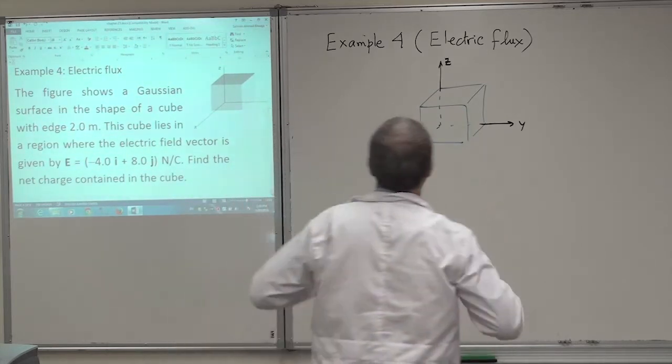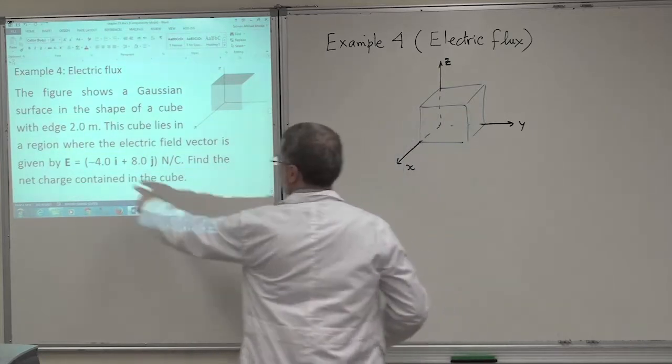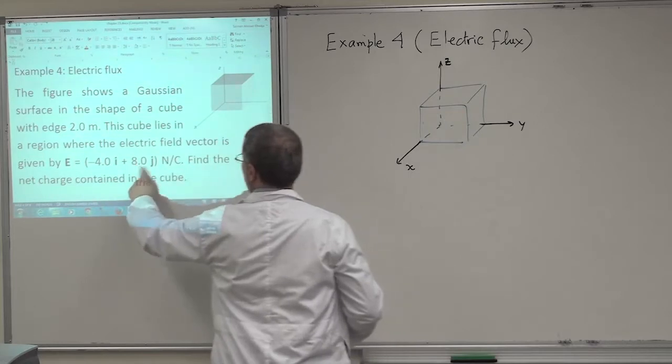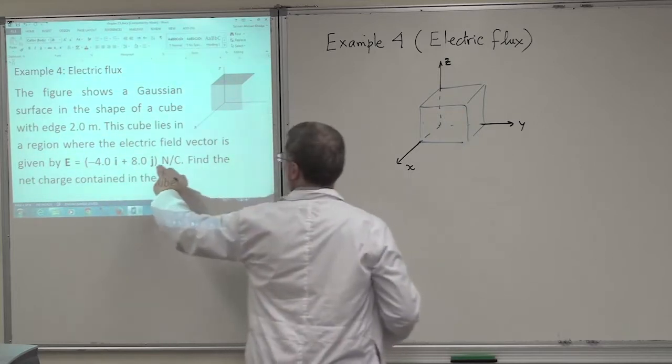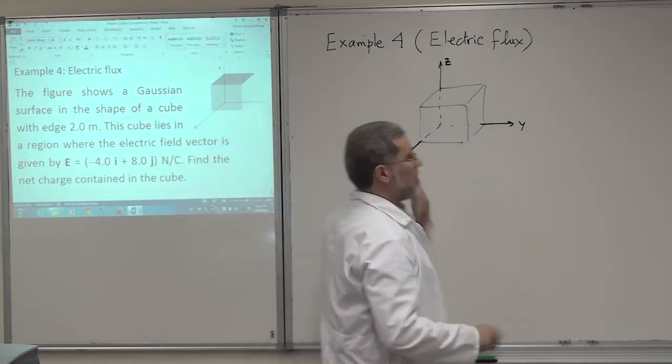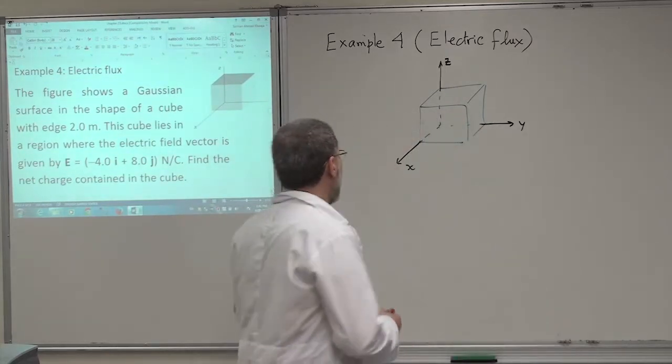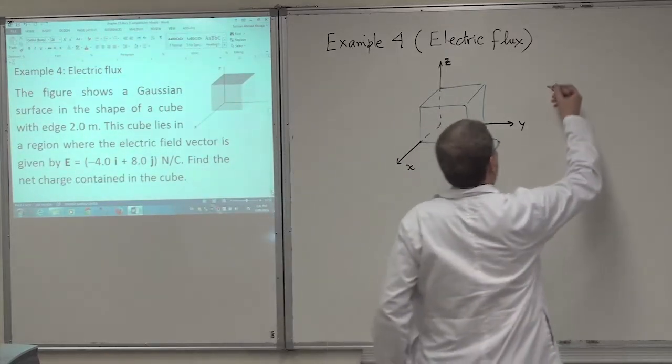And the electric field, I don't want to draw it because it's not important, but it is 2-dimensional, okay? It has minus 4 along the X-axis and plus 8 along the Y-axis. It doesn't have any component along the Z-axis. And he wants the flux, he wants the charge enclosed.